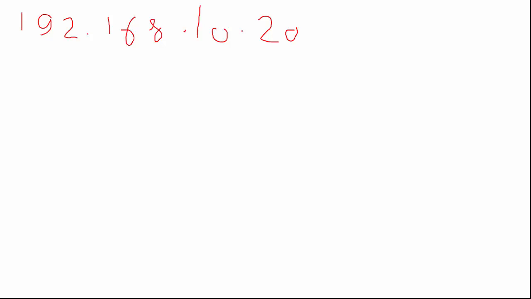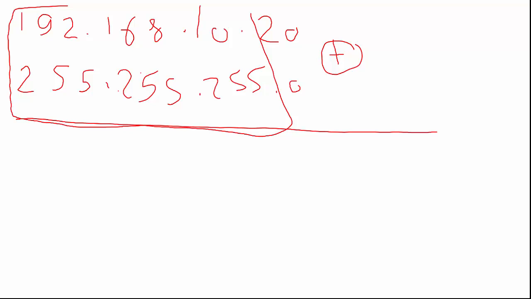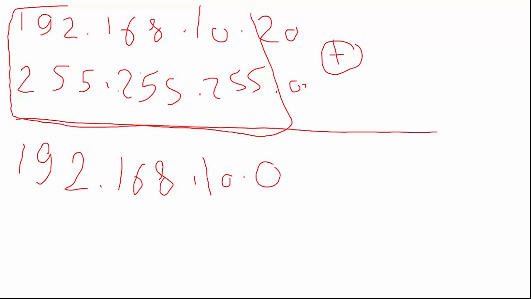So if we take 192.168.10.20 and AND this with the subnet mask 255.255.255.0. This operation is a simple AND, so to AND all the ones together. So this means that up to this point, the IP address will be the same. And anything beyond this point will be 0. So the end result will be 192.168.10.0.